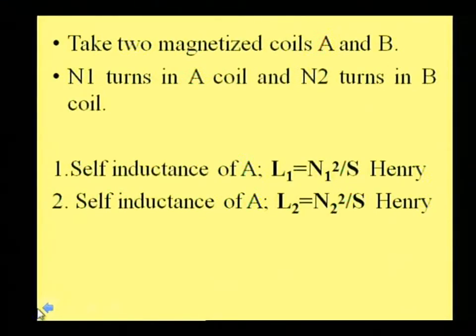The first one is the self inductance of coil A, measured as L1, and the self inductance of coil B, that is L2. So L1 equals N1 square by S, and the inductance is measured in Henry. Similarly, L2 is N2 square by S Henry, where N is the number of turns, S is the reluctance, and L is the inductance. So these are the three terms which are used in a magnetic coil.